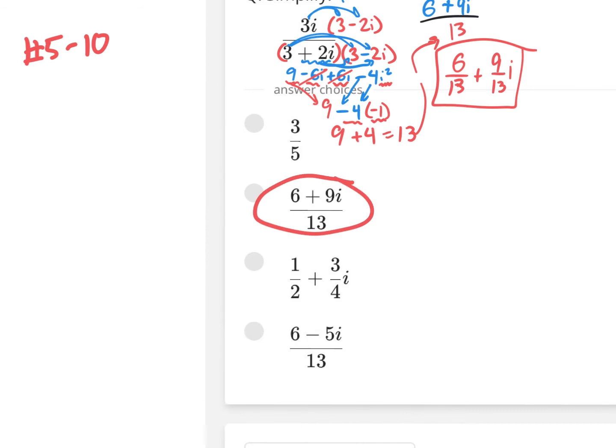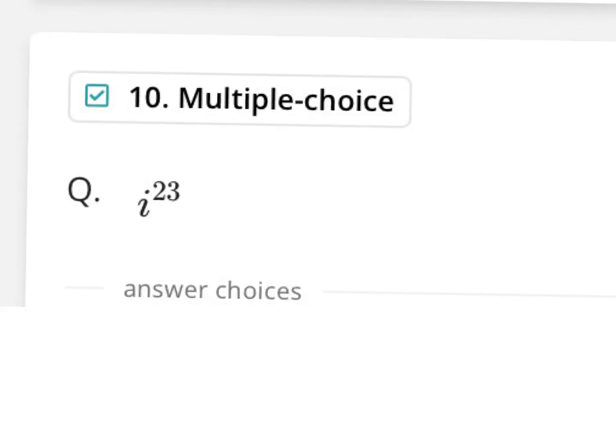All right, let's move on. i to the 23rd. On this one, again, we want to use the fact that if you're able to group the i's, again, imagine there's 23 i's.